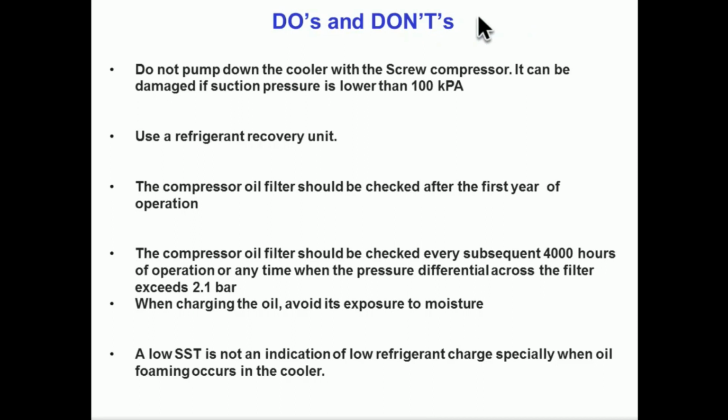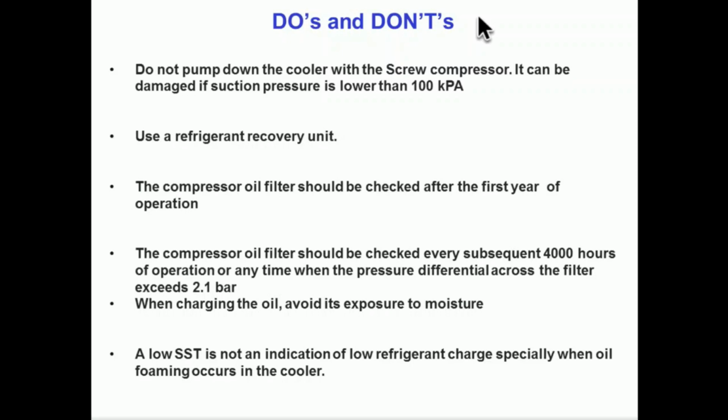So whenever you do troubleshooting, never use the cooler. That means for screw compressors, whenever you want to pump down, never go beyond 100 kPa. In any screw compressor, both lobes are separated only by oil. So whenever you go beyond 1100 kPa, there is a possibility of a corona action that can lead to failure of the lobes. In that case, always use a refrigerant recovery unit.